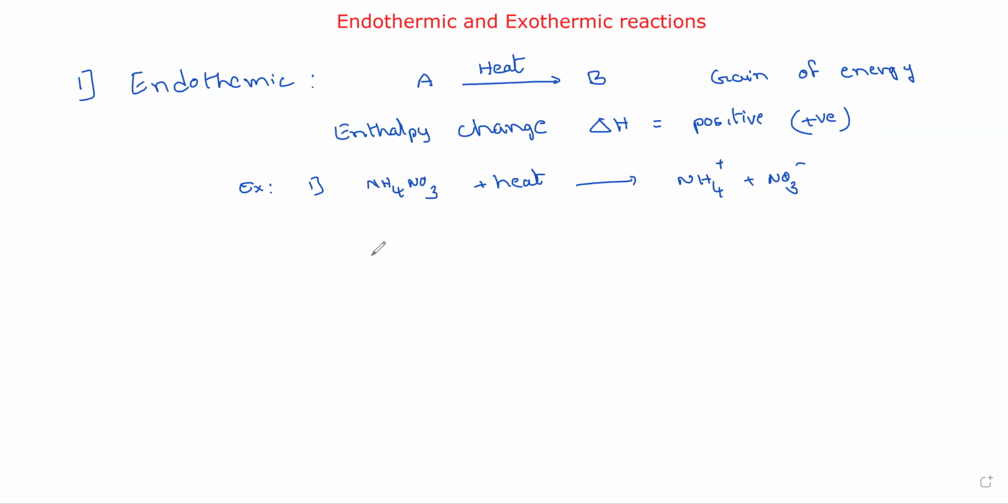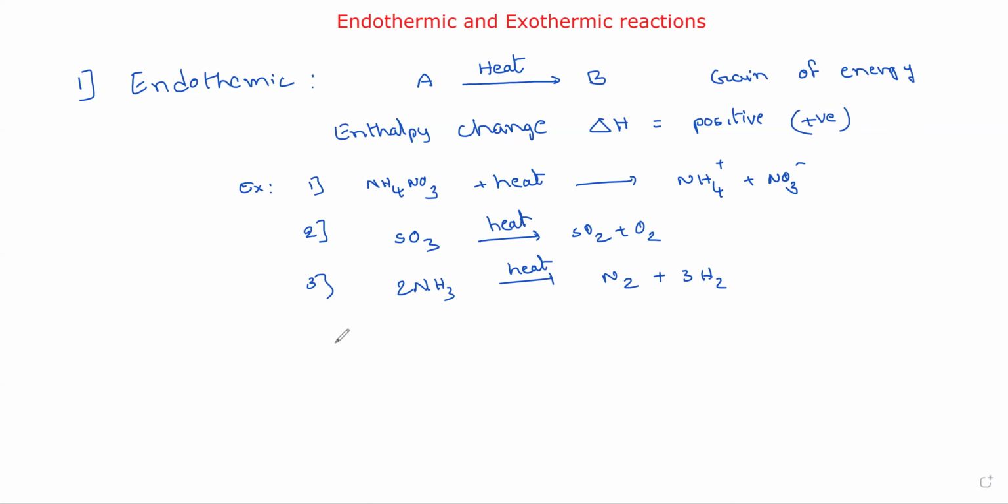Similarly, conversion of ice to water, and conversion of water to ice, can be taken as an example. So next one is sulfur trioxide conversion into sulfur dioxide and oxygen, which is another example for the endothermic reaction. It absorbs heat in this reaction as well. Similarly, dissociation of ammonia into nitrogen and hydrogen gases. So here also heat is absorbed, which is said to be an endothermic reaction.